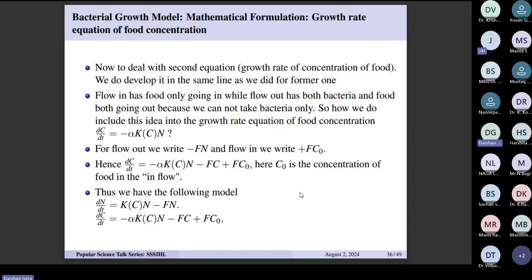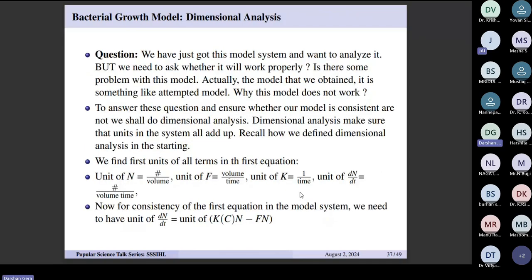Now we'll modify this. Our first task is to check whether my model is dimensionally correct, whether the dimensions of both sides are the same. For that, you separately find the unit of each term and then put them into the equation. Unit of n is number of bacteria per unit volume. Unit of F is volume over time. Unit of K is 1 upon time. Unit of dN/dt, the rate of change of n, is number of bacteria upon volume into time.